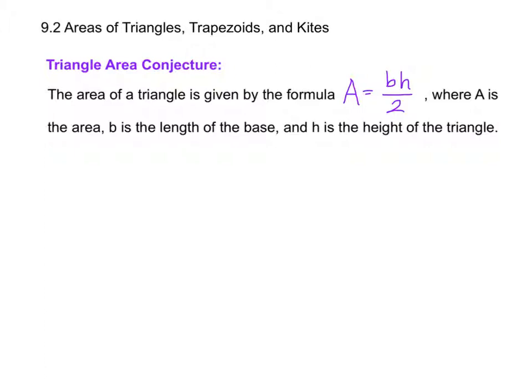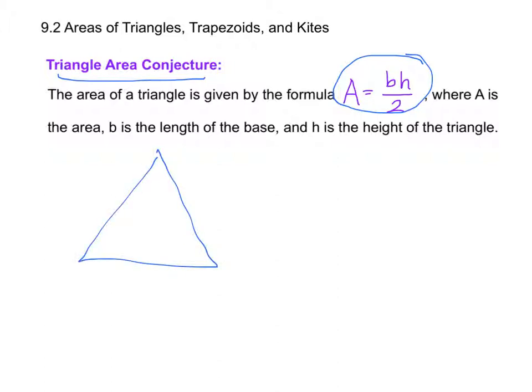Now we're going to move on to the areas of triangles. So the triangle area conjecture says that the area of a triangle is given by the formula A equals BH over 2, where A is the area, B is the length of the base, and H is the height of the triangle. So if we have our triangle here, and we decide that this is going to be the base, then we need to find the height, and then multiply those and divide it by 2.